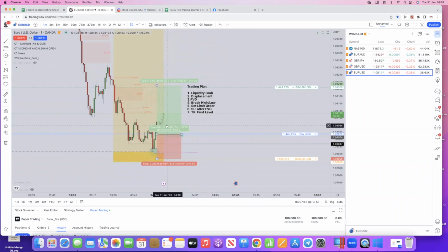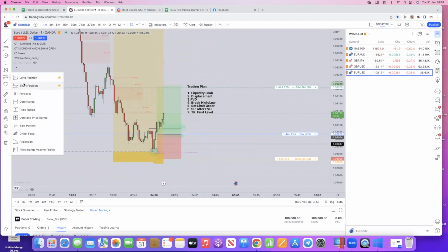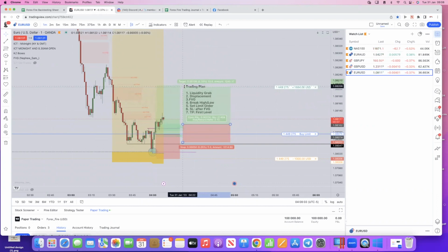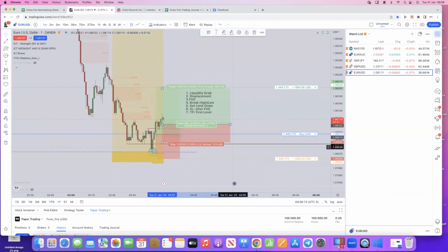So it looks as if, at the moment, this one may have been the correct move. We're just going along. That would have been your entry there, below your fair value gap. Would have had it just below there. And then your 1-to-2 would have been about here. So again, that would have been your entry there.